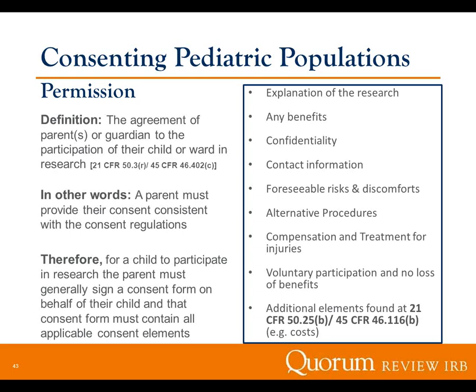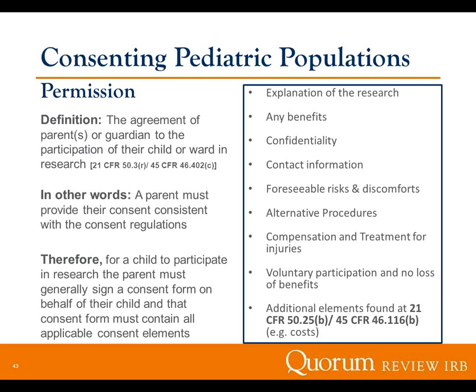Now, the definition of permission is the agreement of the parent or guardian to the participation of their child or ward into research. So in other words, a parent must provide their consent to enroll the child into research, and they must provide this consent consistent with the regulations governing consent. So this is just like if you're enrolling an adult in research and you have a consent form that has all the required regulatory elements, you have to have the same thing for that adult to provide their permission, aka consent, on behalf of the child.